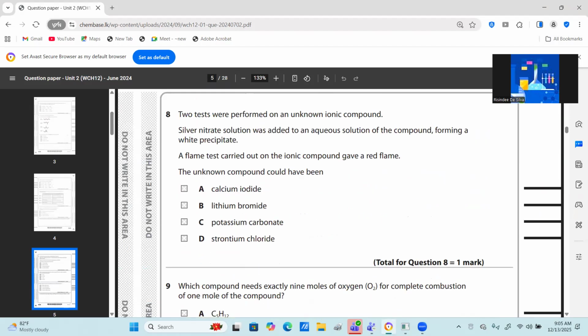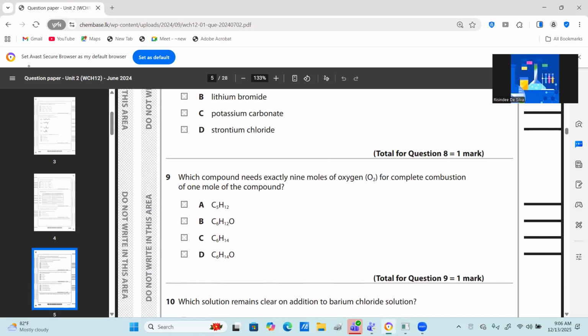Then the 8th one, 2 tests were performed on an unknown ionic compound, silver nitrate. With silver nitrate, if you are getting a white precipitate, we know chloride should be there. To give a red flame, the ions should be strontium, lithium and calcium. So easily we can find the correct answer as strontium chloride.